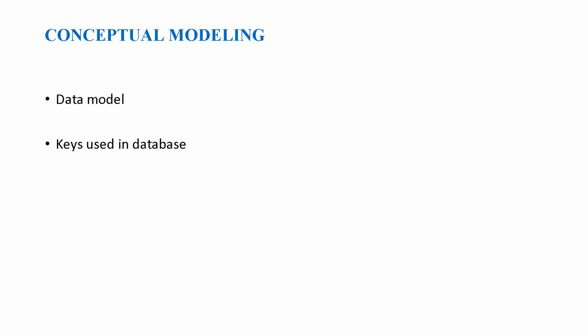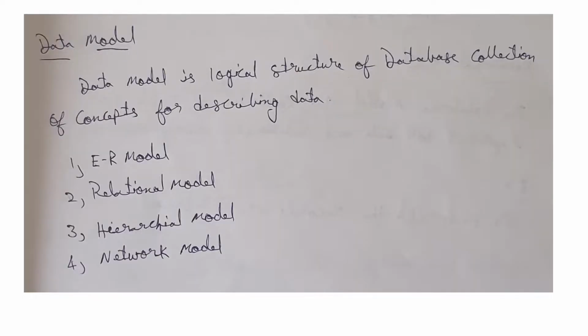In today's topic, I'll discuss data models and keys used in database. So let us start with data models. A data model is nothing but a logical structure of a database, a collection of concepts for describing data. This is called a data model.